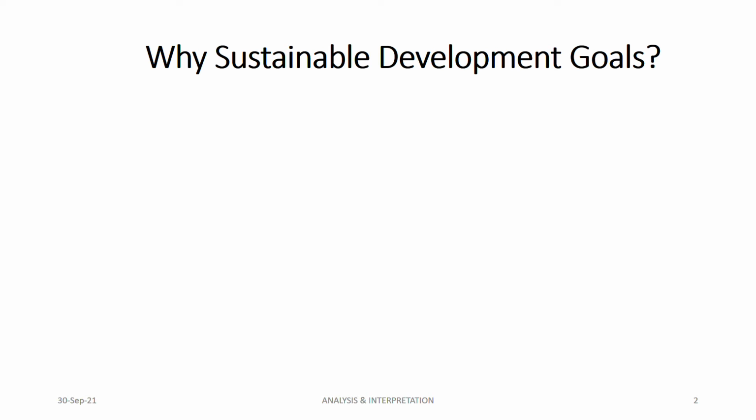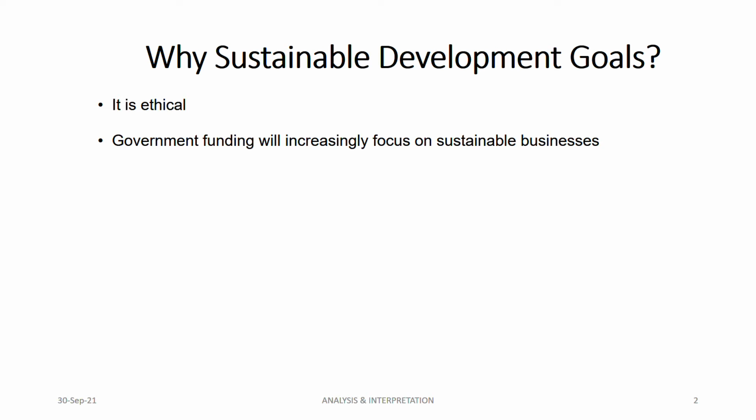Keeping this in your head, there are lots of reasons why companies should set their own sustainable development goals. One reason is that it is ethical. Having a sustainable development goal means you want to develop, but in a way that does not affect the quality of your future. Second, government funding will increasingly focus on sustainable business. Nowadays, when governments want to give grants or subsidies, they look for businesses with sustainable development goals. So attracting government funds becomes easier for these types of companies.